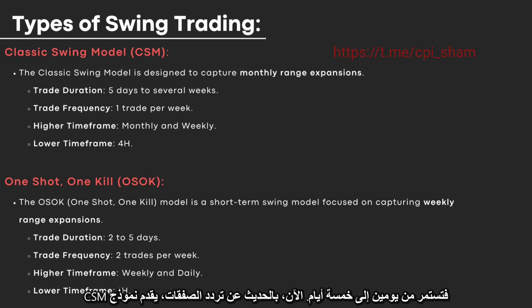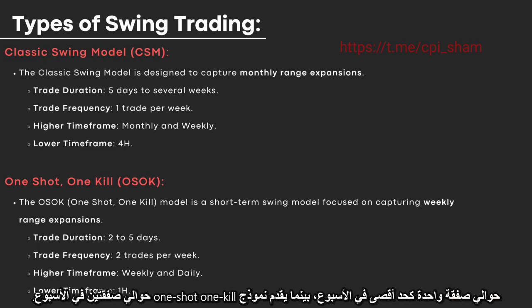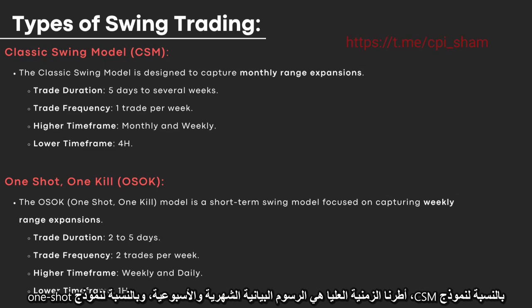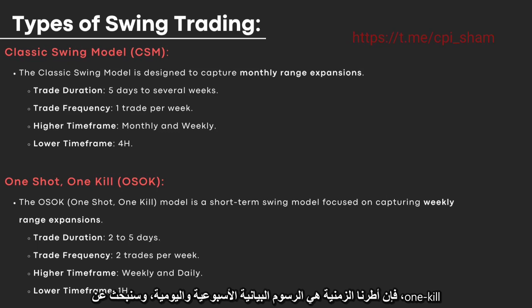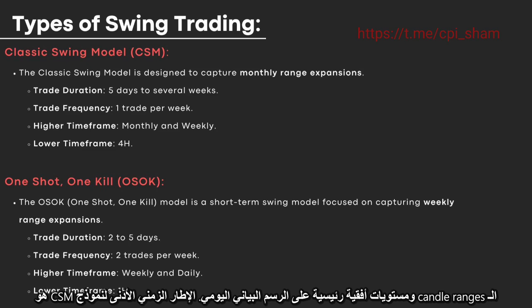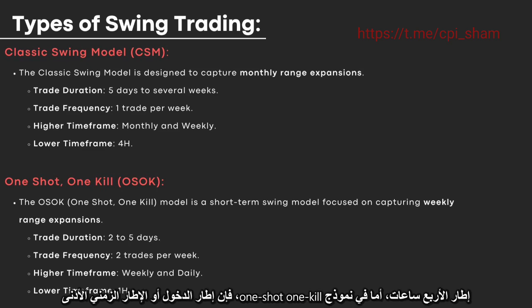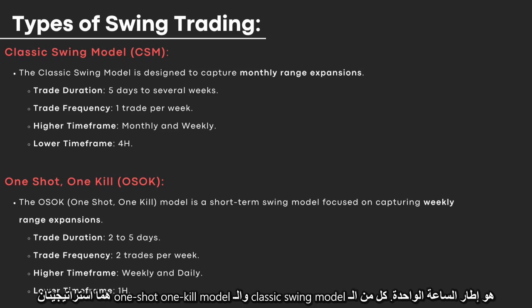Now, talking about the trade frequency, the CSM model offers around a maximum of 1 trade per week, and the one shot one kill model offers around 2 trades per week. For the CSM model, our higher time frames are the monthly and weekly chart, and for one shot one kill, our time frames are the weekly and daily charts, and we're going to be looking for candle ranges and key levels on the daily chart. The lower time frame for the CSM is the 4 hour time frame, and for the one shot one kill model, our entry time frame or lower time frame is the 1 hour chart.